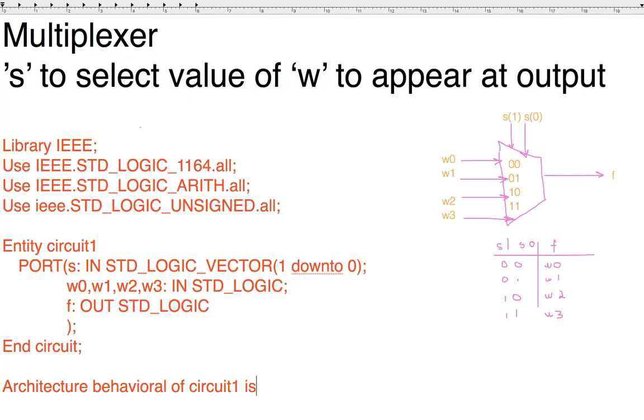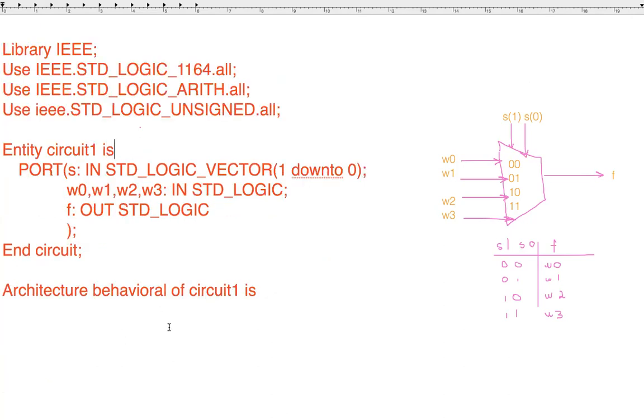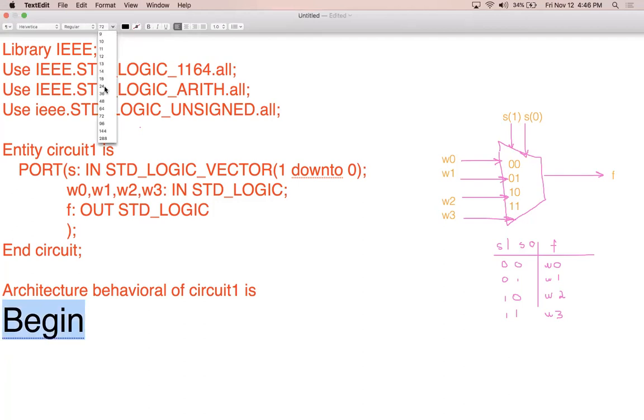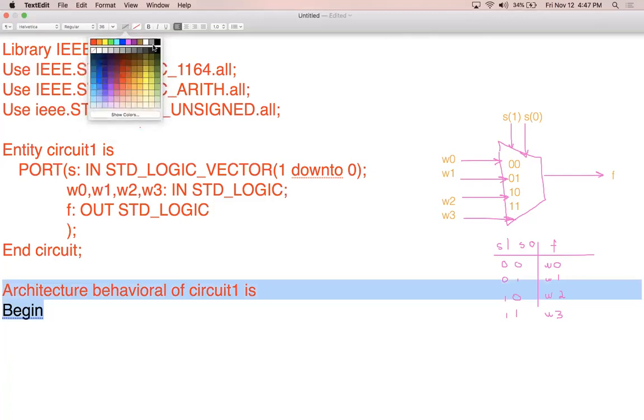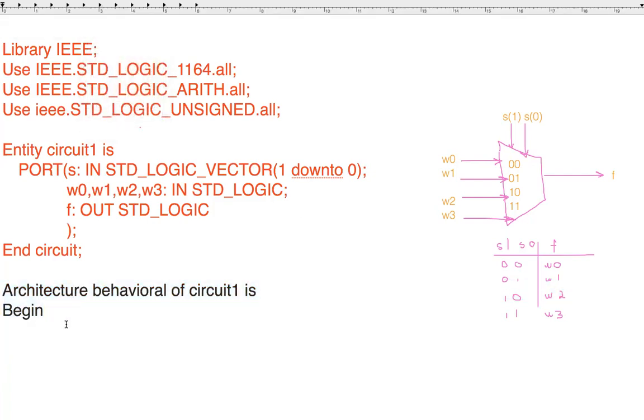So circuit 1 is, oh sorry, I forgot the is here for the entity. And for the behavioral, if we have to code this, we're going to code it by the truth table. That's the easiest way. Remember, you always have to begin the behavioral. Oh, that's weird, it changed color. Let me decrease that again. We'll do this in all different colors just to separate it. Okay, so it's going to begin.